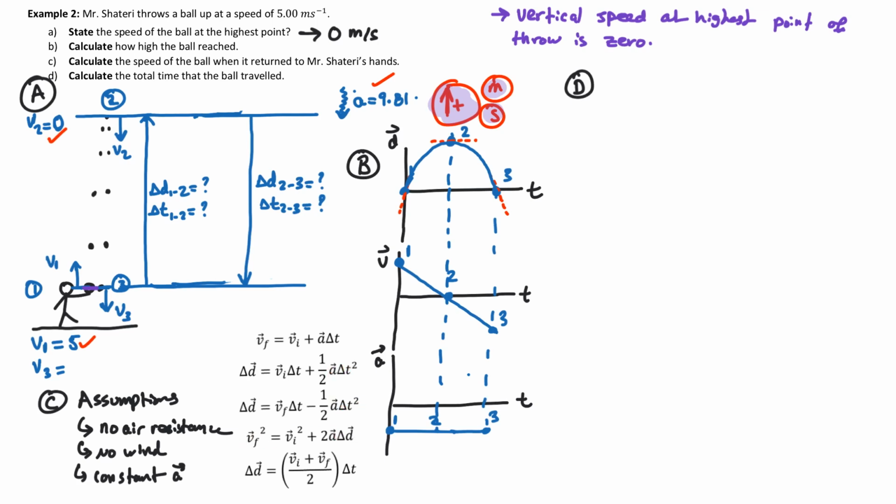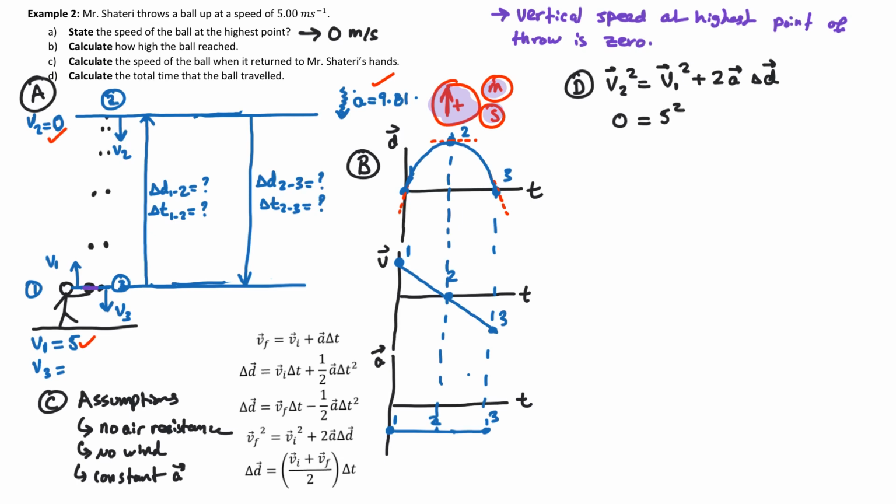This equation here, lovely. It doesn't have the time. So I am going to say the velocity at stage 2 squared is going to equal the velocity at stage 1 squared plus 2 times the acceleration times the change in displacement. Okay, so once I have this, I'm going to plug in all the values that I know. Velocity 2 is 0, 0 squared is 0, velocity 1 is 5.